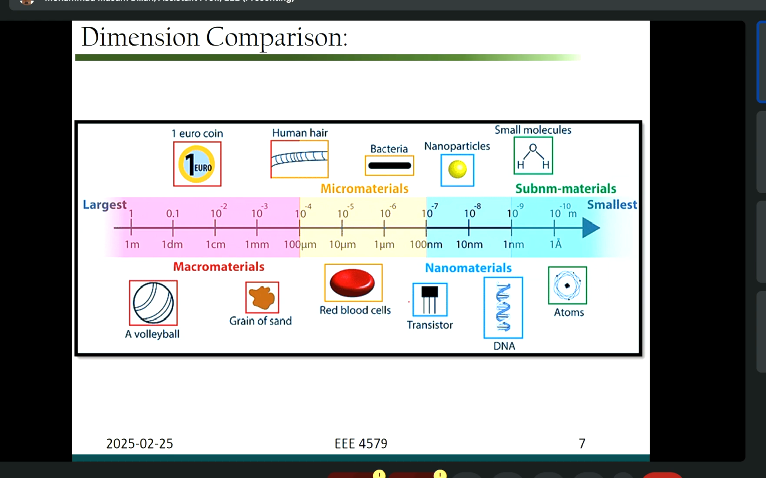See, the nanomaterial size is from 100 nanometer to 1 nanometer. So if a device or a material has a size between 100 nanometer and 1 nanometer, you can consider it a nanomaterial. So the future applications might be nanometer scale transistors, DNA applications, and then nanoparticles. Those are within the nanomaterial application range and nanometer scale.